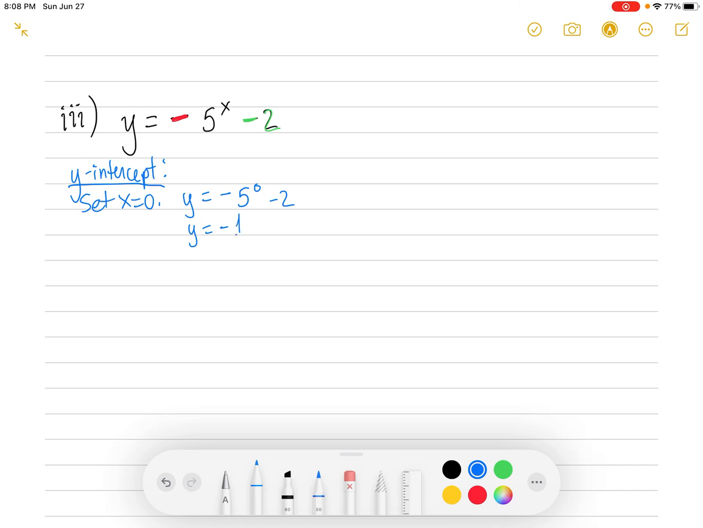I get y equals -5 to the 0 power, -2. Let's see, what's 5 to the 0 power? 5 to the 0 power is 1, so we get -1 minus 2. What's negative 1 minus 2? It's negative 3. So here we have a y-intercept of negative 3. Okay? And we want to find an additional point.